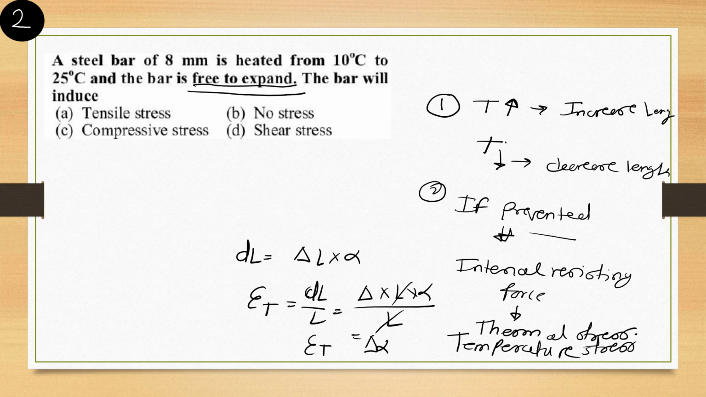But in this question they mention free to expand. Free to expand means there is no restriction or prevention. No restriction means no stress. So the answer is B. If they mentioned that expansion is prevented or stopped, then temperature stresses or thermal stresses would be induced, not tensile stresses. Prevented, then thermal stresses. If free, then no stresses. So option B is correct.